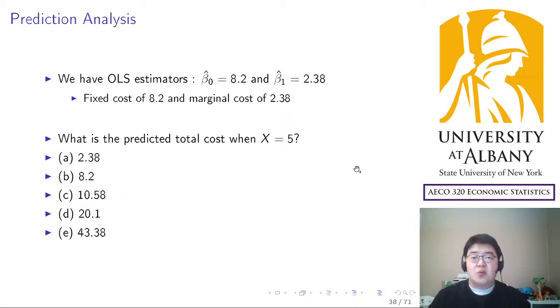Okay, so then try this. What is the predicted value when you produce 5 units? The estimates are given here, so it should be super simple. I'm going to show you the answer in the next video.